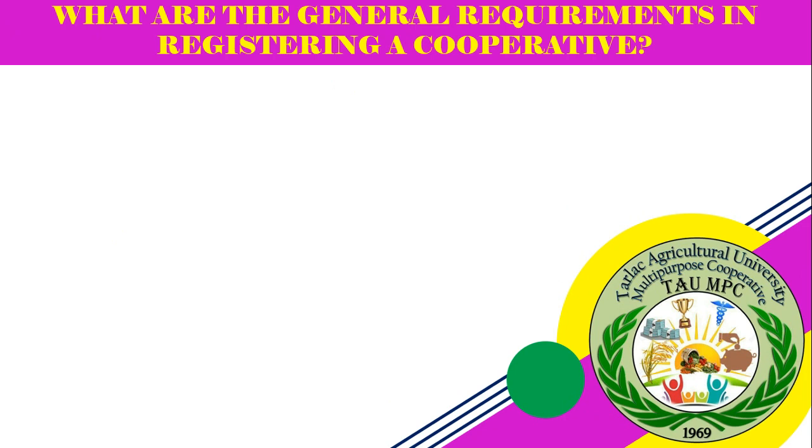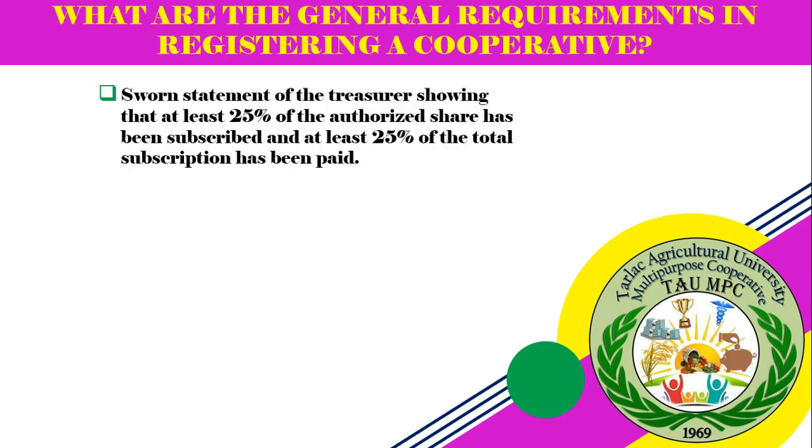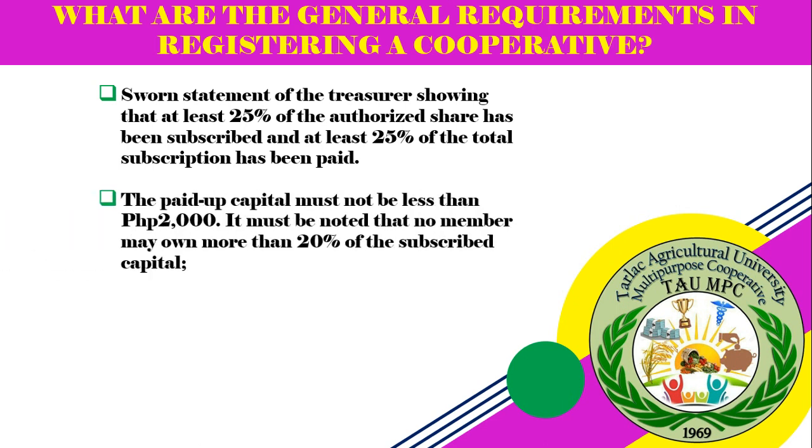What are the general requirements in registering a cooperative? A sworn statement of the treasurer showing that at least 25% of the authorized share has been subscribed and at least 25% of the total subscription has been paid. The paid-up capital must not be less than 2,000 pesos. It must be noted that no member may own more than 20% of the subscribed capital, and that its share must not be less than 1 peso.